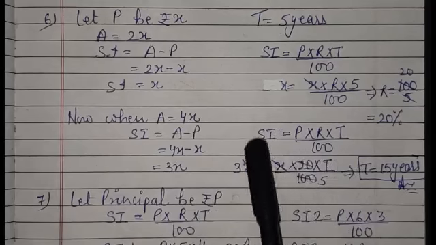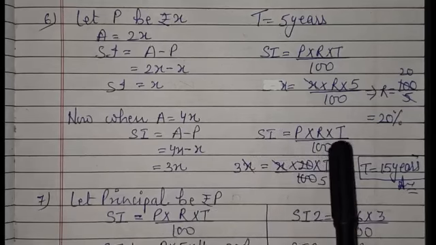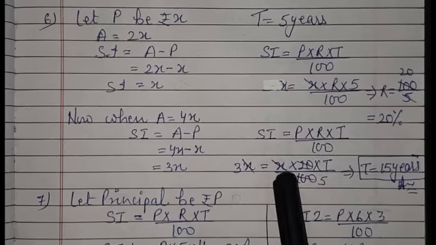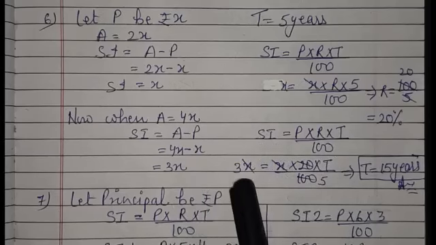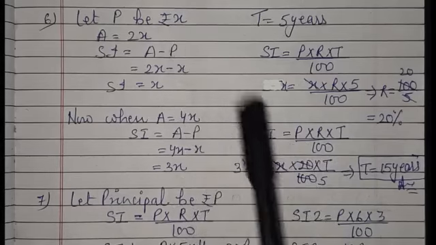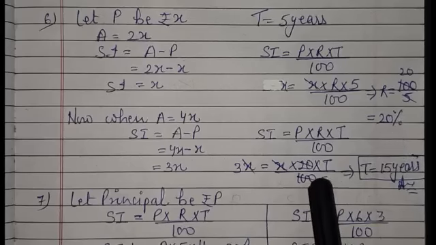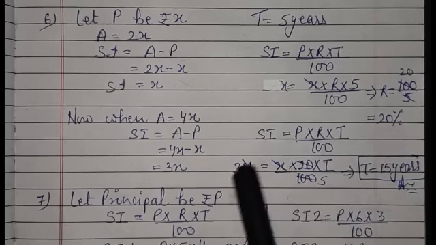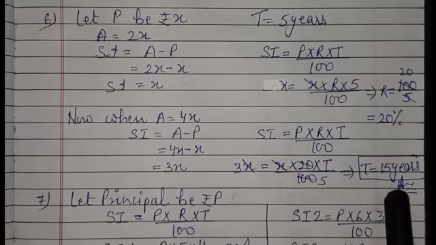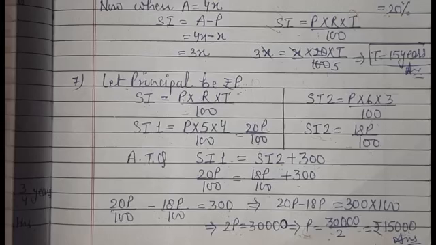Again apply this formula, SI is equal to P into R into T upon 100. Put the values, SI as 3x, principal as x. Rate of interest remains the same, that is 20, into time, which we have to calculate, upon 100. When we simplify, time will come 15 years. Now come to sum number 7.